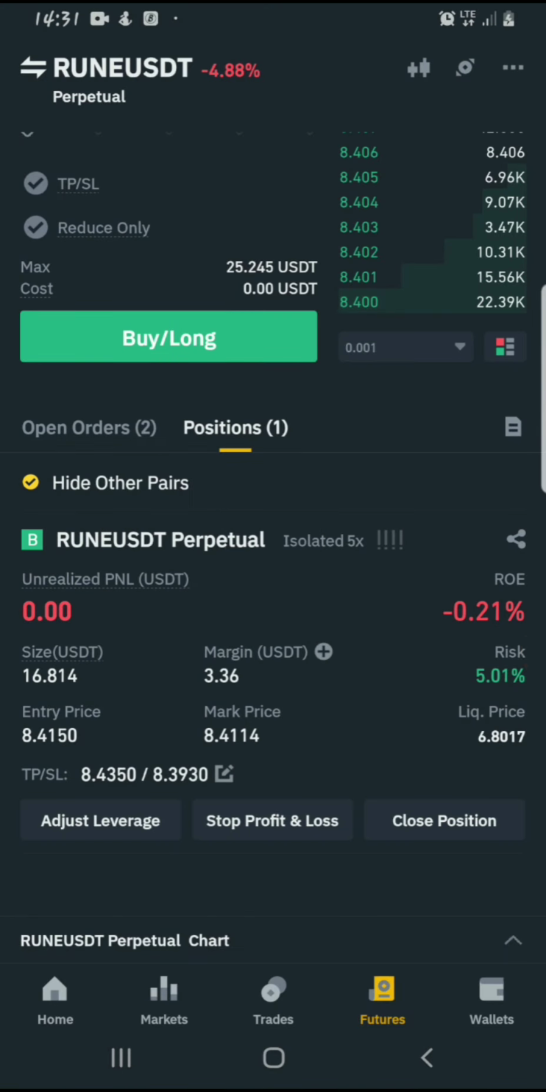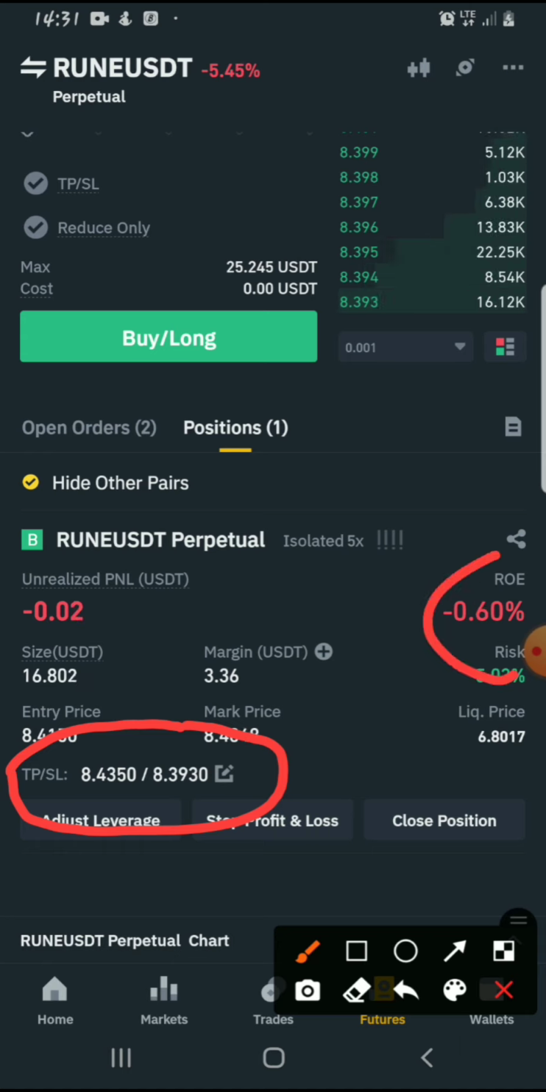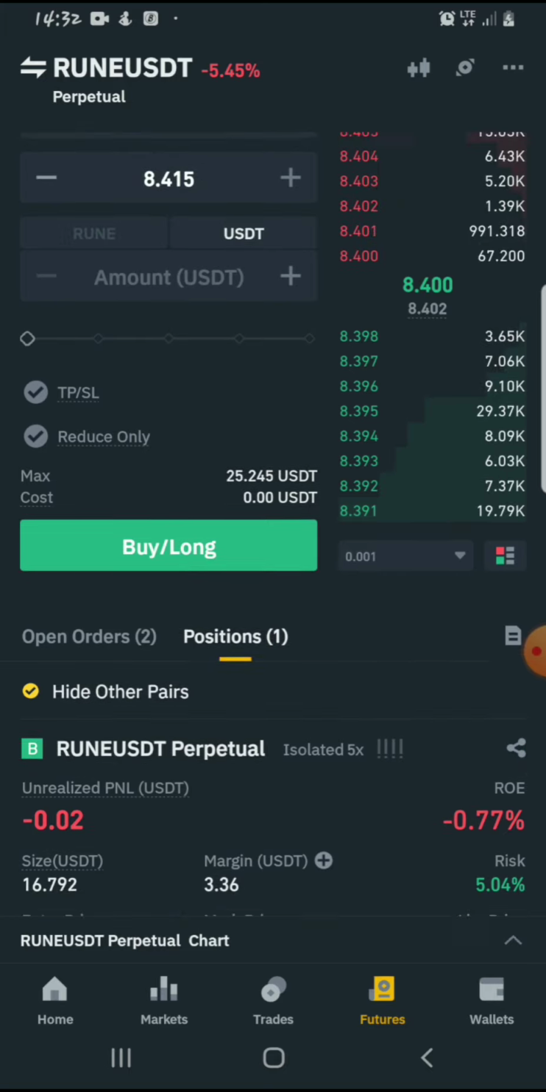Now you can see I've set my take profit and stop loss here, and you can see I went on a long position, seeing the market move in an upward direction, but now the market is going in a downward direction, and you can see I'm making a loss here, and it's showing here. This is my realized profit. My realized profit is minus $0.02. That means I'm on a loss currently on this trade. So that is how futures trading works.